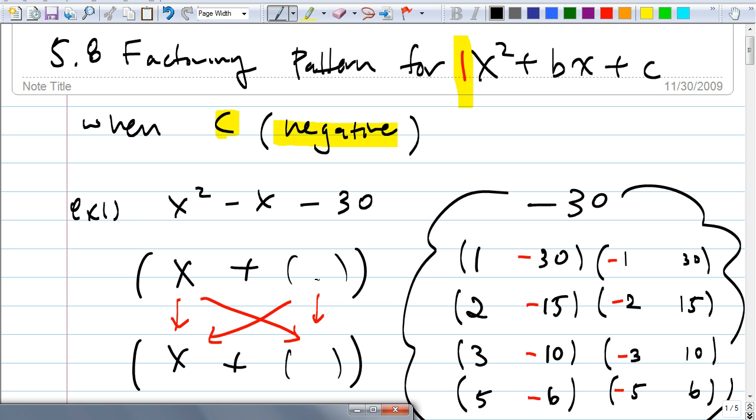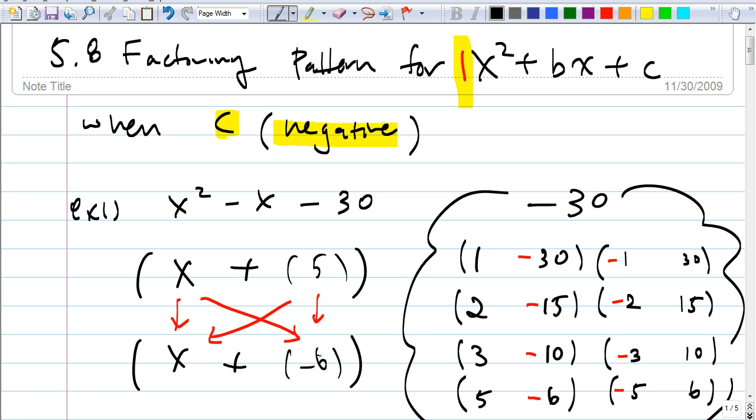Oh yeah, 5 and negative 6. How many people agree with 5 and negative 6? Very good. Do you see how this works out? Okay, we could always check. That's why I wrote them vertically, right? When you multiply them vertically, you get the first and the last term.